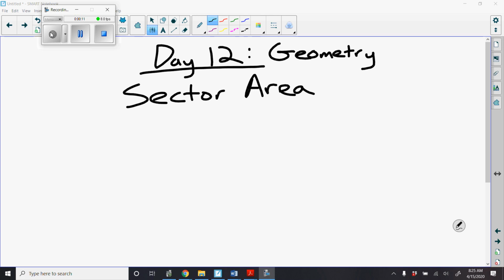We're taking a look at sector area. First thing we have to figure out: we already knew what an arc was, but we may not know what a sector is. So a sector is a part of the circle that's bounded by the arc and two radii.